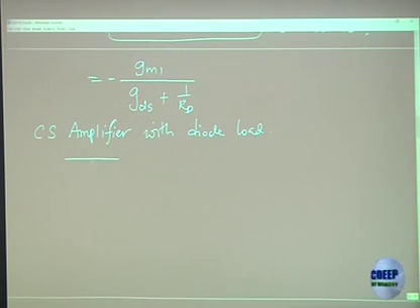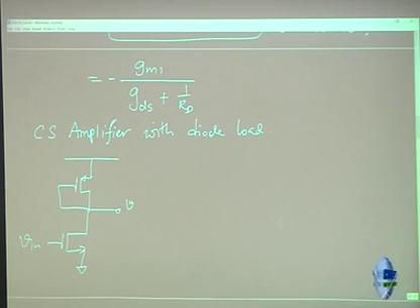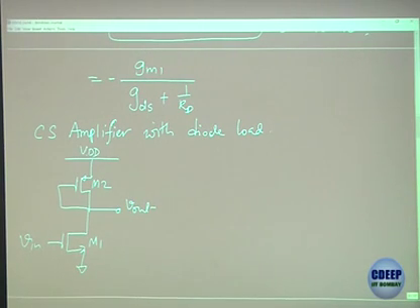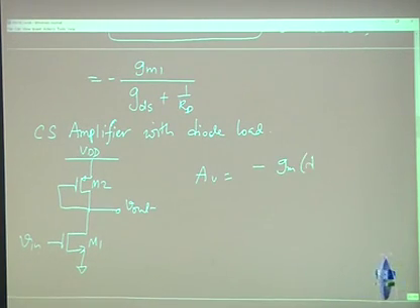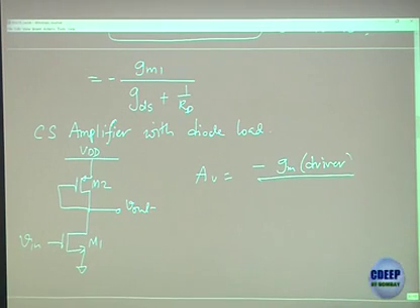So here we are going to use a PMOS transistor and on the bottom we have an NMOS transistor. So this is your V in, V out, M2, VDD, okay. So by inspection we can say that AV is minus GM of the driver divided by G out going up plus G out going down, okay, by inspection.